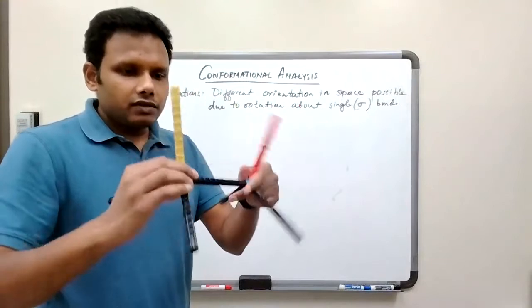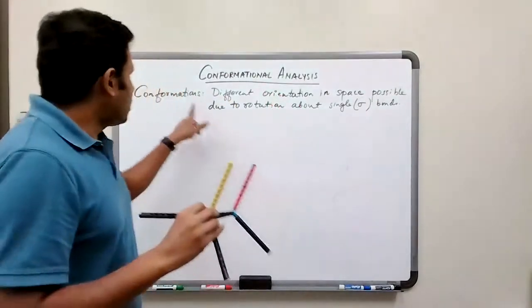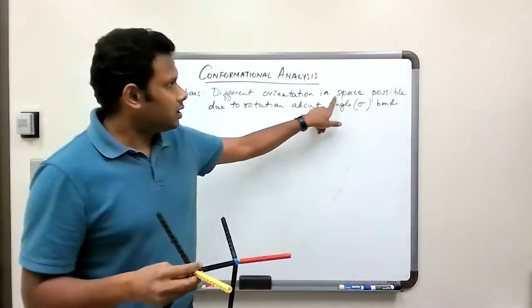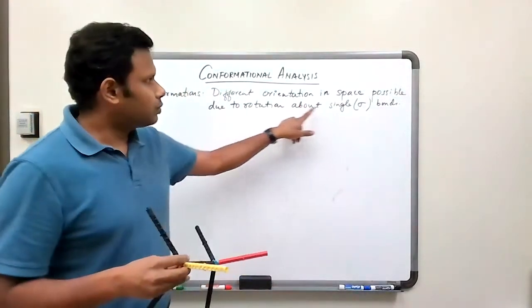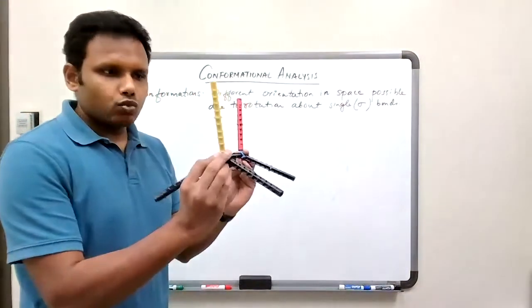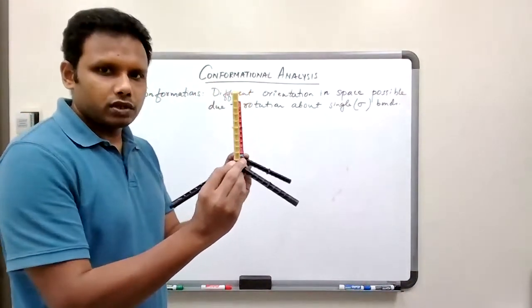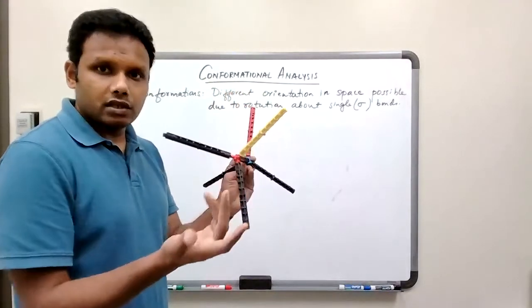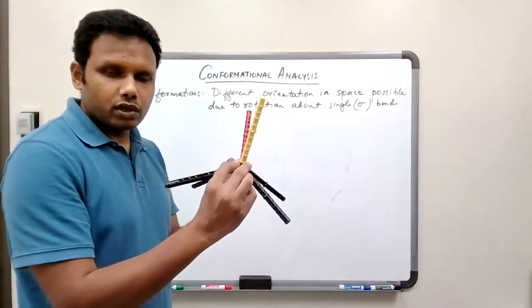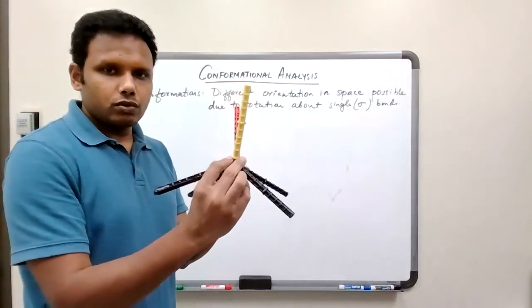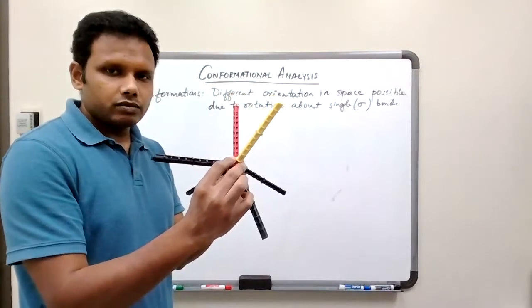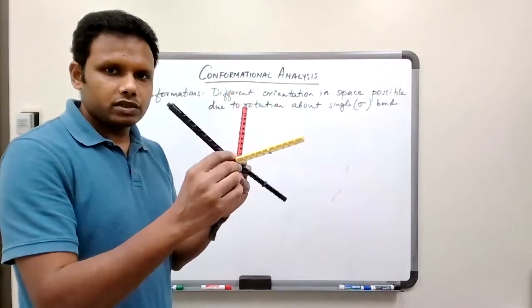These different orientations are called conformations. The different orientations or arrangements in space possible due to rotation about sigma bonds are called conformations. So this is one conformation of this molecule, and as I rotate, that's another conformation. I didn't have to rotate that much. I could have rotated by a smaller amount, but that's again a new conformation. And as I keep rotating, I get new conformation, new conformation, new conformation.